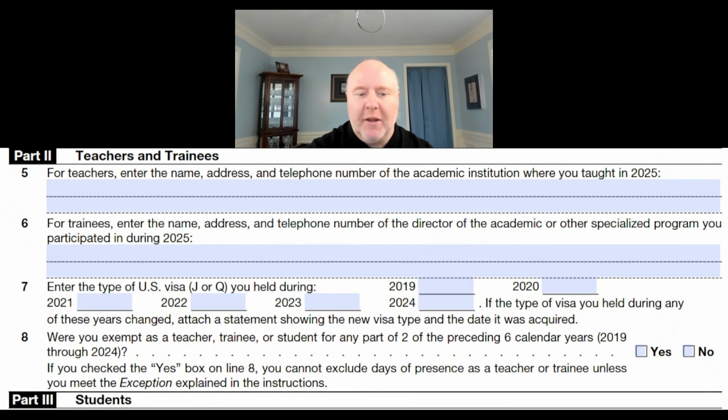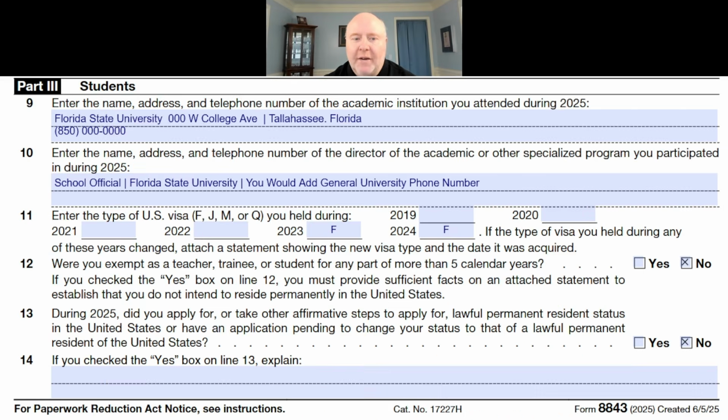And then at the bottom of this, you see part 3, students. If you're here on a student visa like an F1, then you know that's the part you're going to go to next. So let's skip part 2 just like you would in practice, and let's jump over to part 3 for students. All right, so we're now looking at part 3. This is a portion for the students, right? So the first part we have to fill out is going to be line number 9. Enter the name, address, or telephone number of the academic institution you attend.